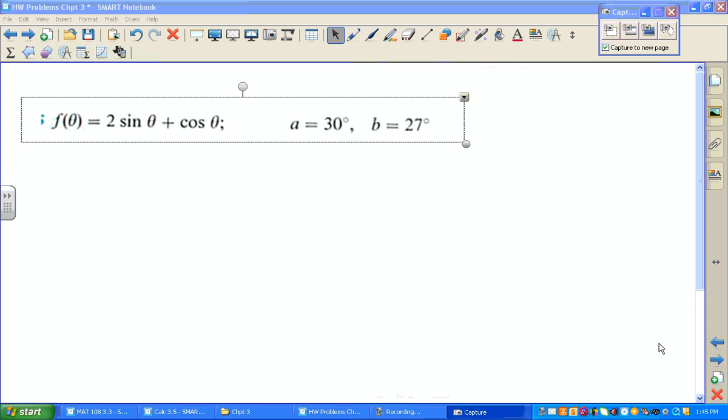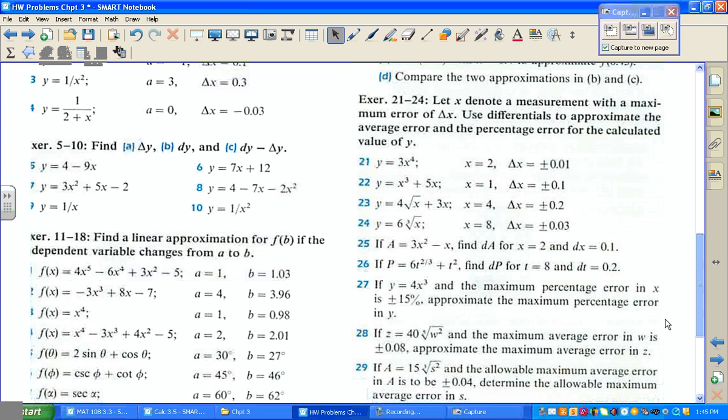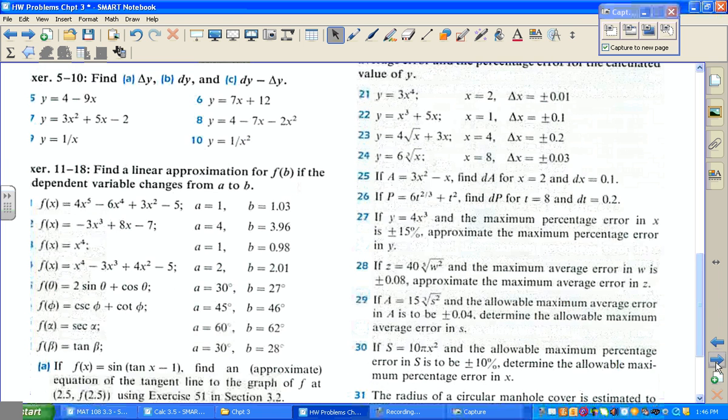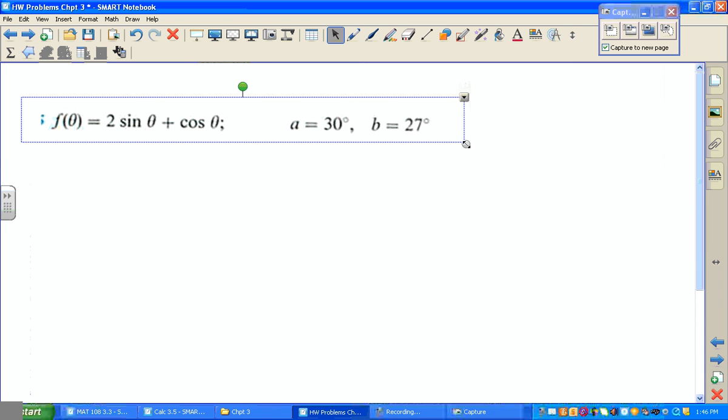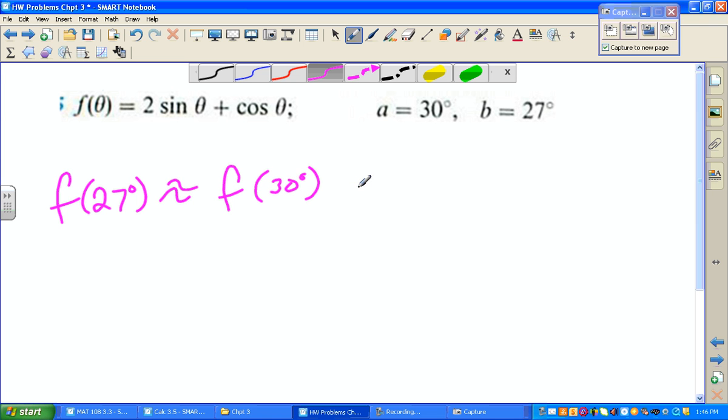What am I supposed to do? Approximate the change or approximate the y value? Find a linear approximation. Okay, so I'm supposed to find an approximate value. I'm assuming that everybody did f of 27 degrees is approximately equal to the function value of 30 degrees plus the derivative value of 30 degrees times negative 3 degrees times pi over 180. Is that what you did, Stephanie? Excellent.